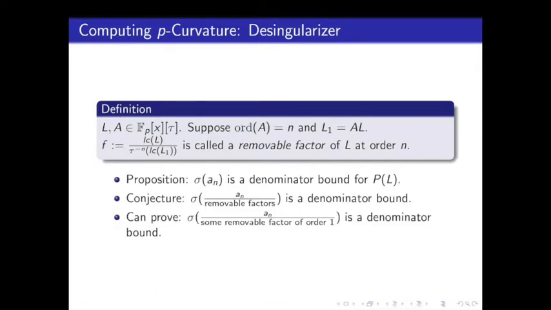So how does this help us compute the p-curvature? It's because the non-monic p-curvature is actually sigma of a_n times the p-curvature. So now I can do this after we remove the removable factor. This is the denominator bound. We can multiply this with our p-curvature, and that one is a polynomial in x. So that one has a lower degree, which means we need fewer alphas.